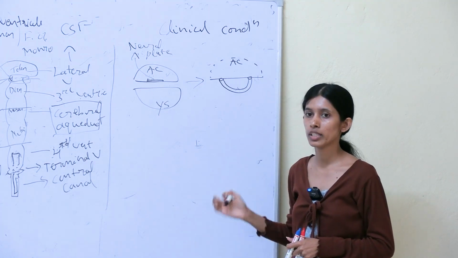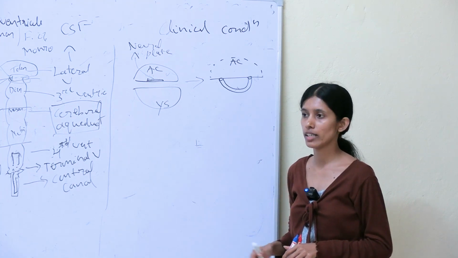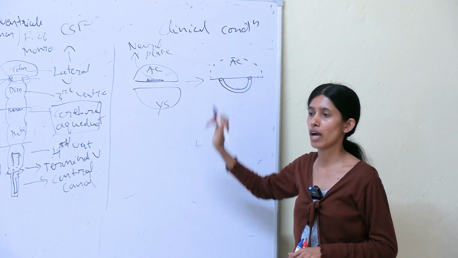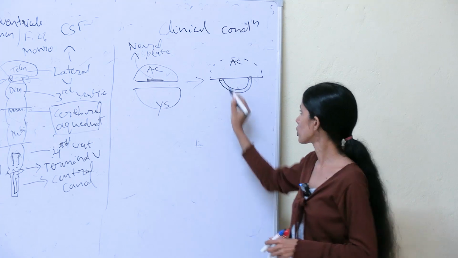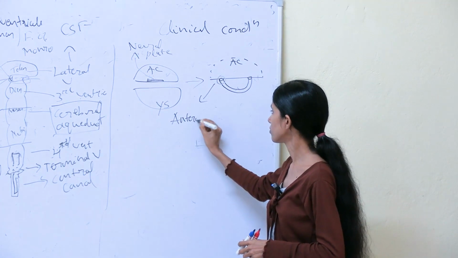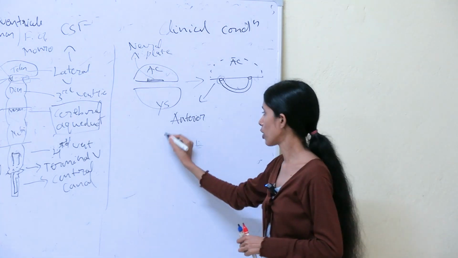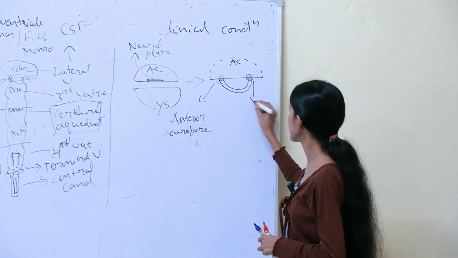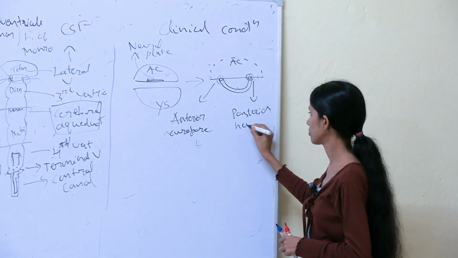Okay. So during this week your blood vessels are not fully developed. For that reason your neural tube is dependent on your amniotic cavity for the required nutrients and nourishment. Okay. So this point is called as anterior neuropore, and this point is called as posterior neuropore.